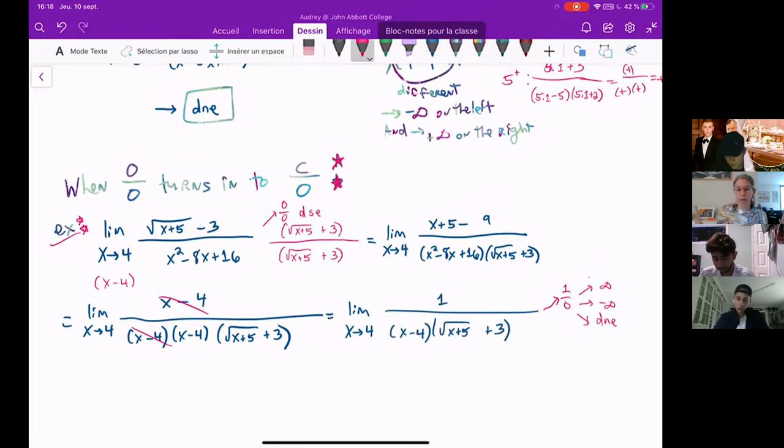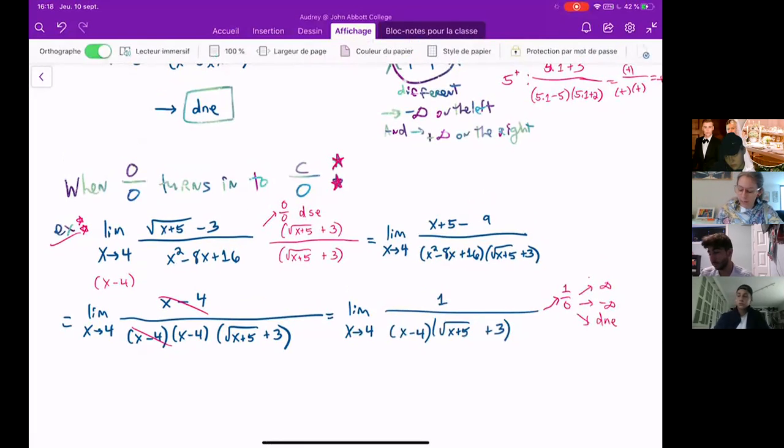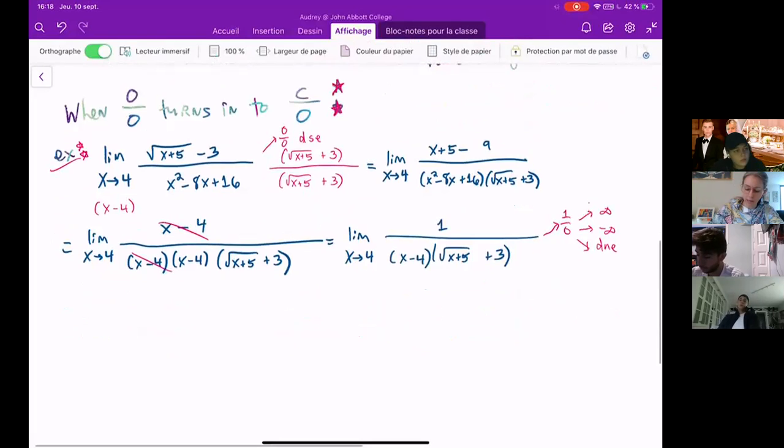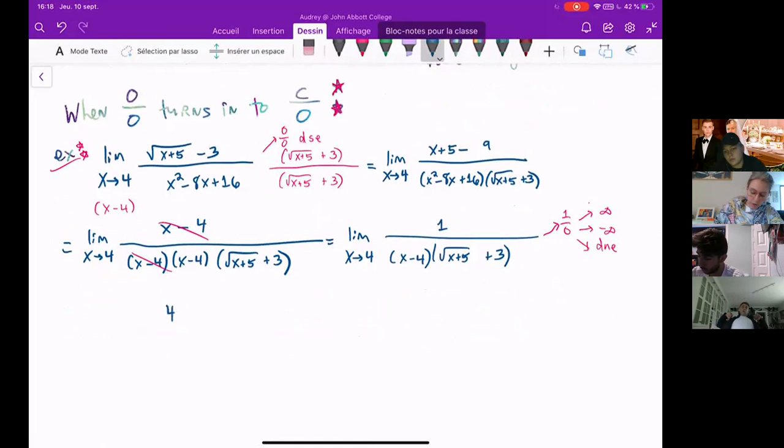So even though I started with 0 over 0, once I eliminated the factor that I knew I had to eliminate, it's gone. I still didn't have an actual answer. I had a 1 over 0, which means that now I can apply the method that we've been doing today and that we learned at the end of last class. So I need to look at the left and the right side of 4. What's a good value on the left side of 4?